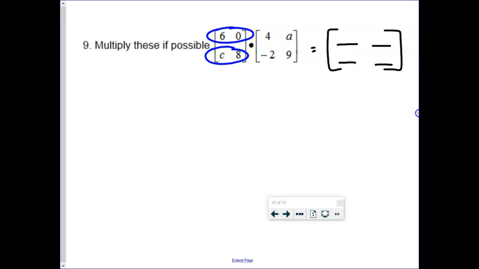So you take the rows of the first matrix, and then you multiply it by the columns of the second matrix, and you just got to be careful where you're placing what value. So it's a series of multiplications, and then you're adding all your answers together. So we have 24 plus 0, so that first row, first column position is a 24. Now, first row, second column is a 6a plus 0, so that's a 6a. Now, the second row times the first column would be a 4c plus negative 16. So can I just call that 4c minus 16? And then second row, second column would be an ac plus 72.